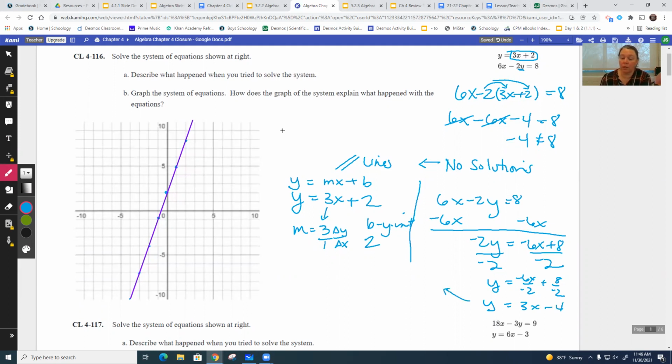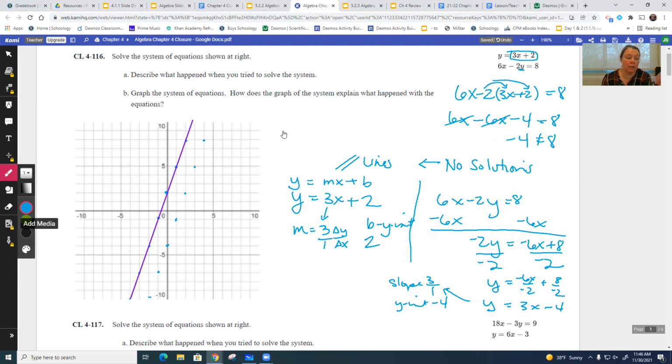So for this one, my slope is 3 again, which makes sense because the lines are parallel, so they should be increasing at the same rate. And my y-intercept is negative 4. So I'm going to start at negative 4 on my y-axis, and I'm going to go up 3 over 1, the change in y over the change in x, and I'm going to do a bunch of those so that my line is pretty accurate.